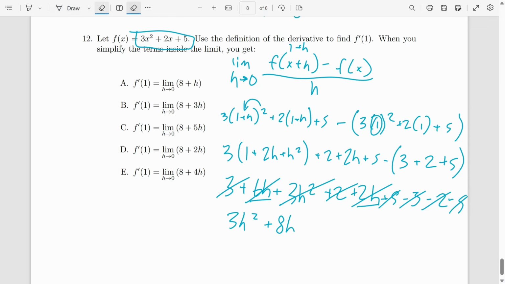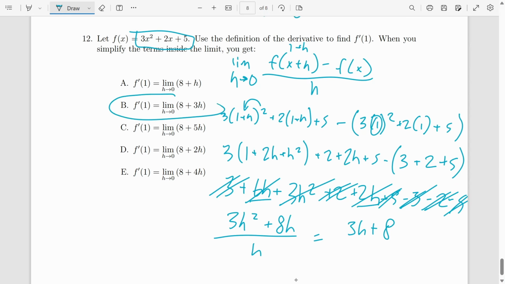So, recounting everything, let's make sure we didn't screw up again. 3 plus 2 is 5. Plus 5 is 10. Minus 3 is 7. Minus 2 is 5. Minus 5 is 0. So this is plus 0 at the end. And then remember, we have to divide everything by an h, because we've just been omitting it this whole time since it would have gotten really tall. So now we have 3h plus 8. So there we go.